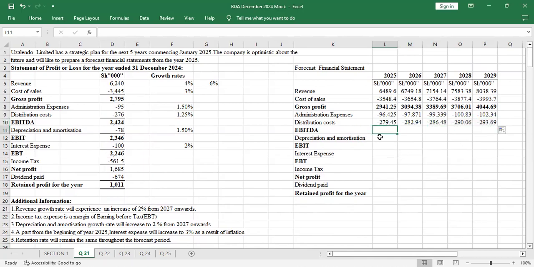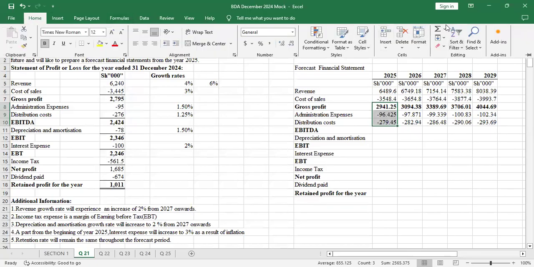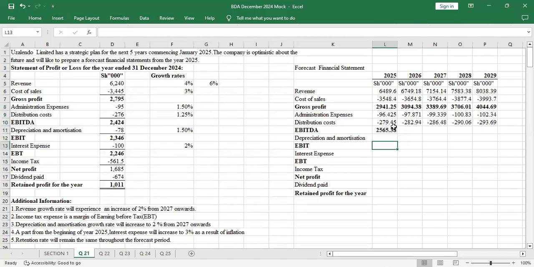So we have earnings before interest, tax, depreciation, and amortization, and that will now be the sum from gross profit all the way to distribution cost. So I'll just highlight that. Then I go to home, then I go to sum, then I go to auto sum. Earnings before interest, tax, depreciation, and amortization.